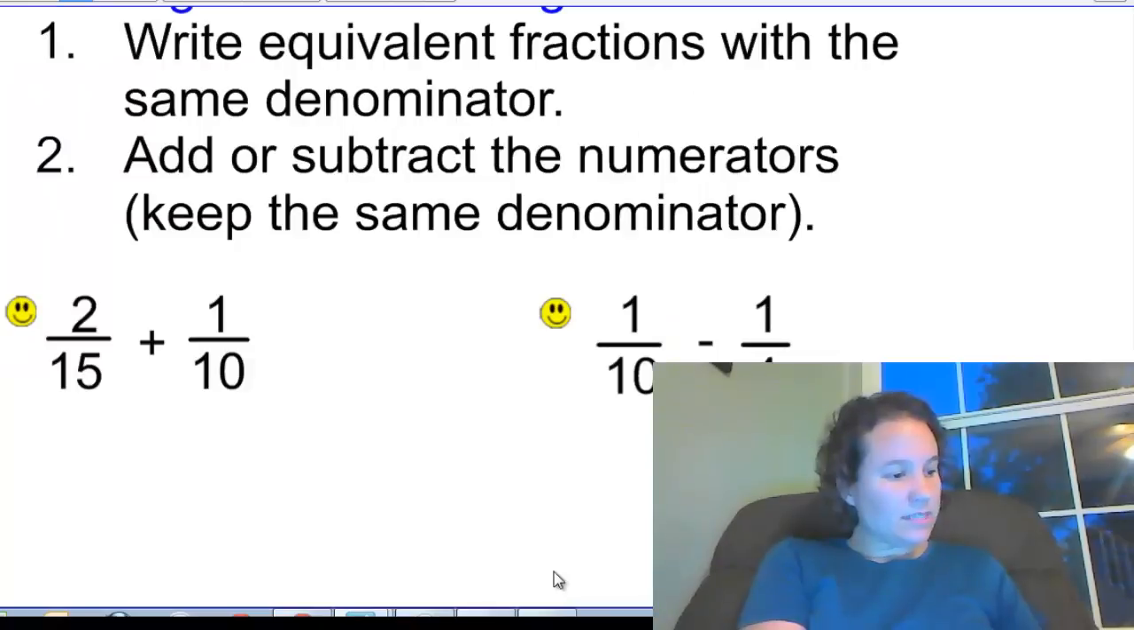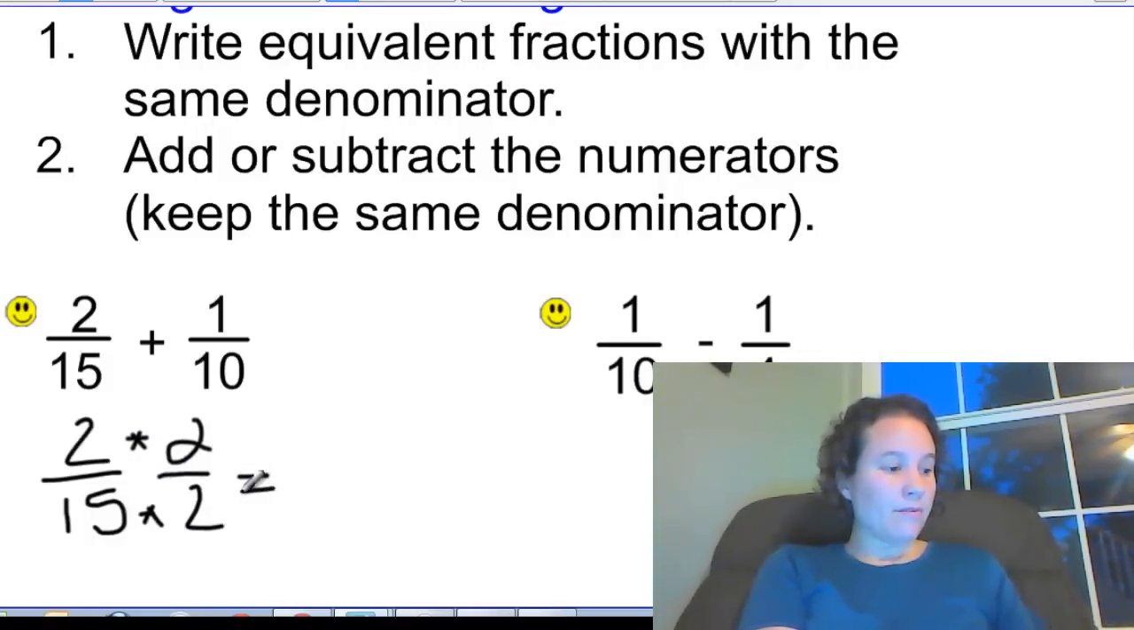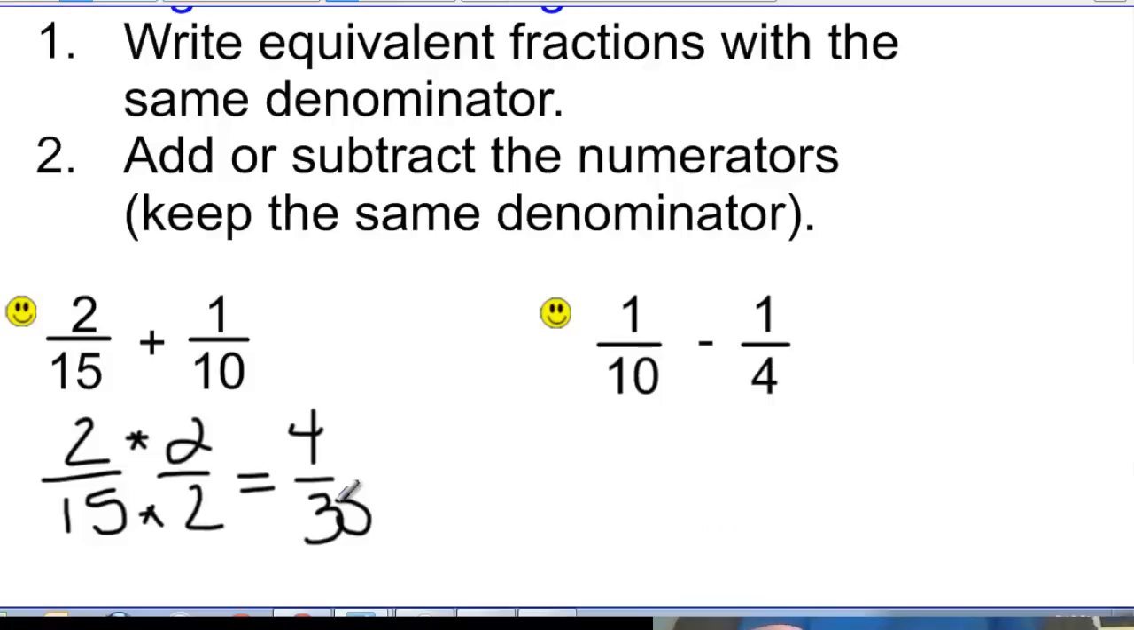I'm going to take each fraction, 2/15 and 1/10, and rewrite it so that they are in 30ths. And the way that we do that, remember, is to multiply the numerator and the denominator by the same number. 2/15, and think about, well, what do I have to multiply 15 by to get 30? I would need to multiply that by 2, and so I am going to also multiply the 2 times 2, and that way I get 4/30ths.